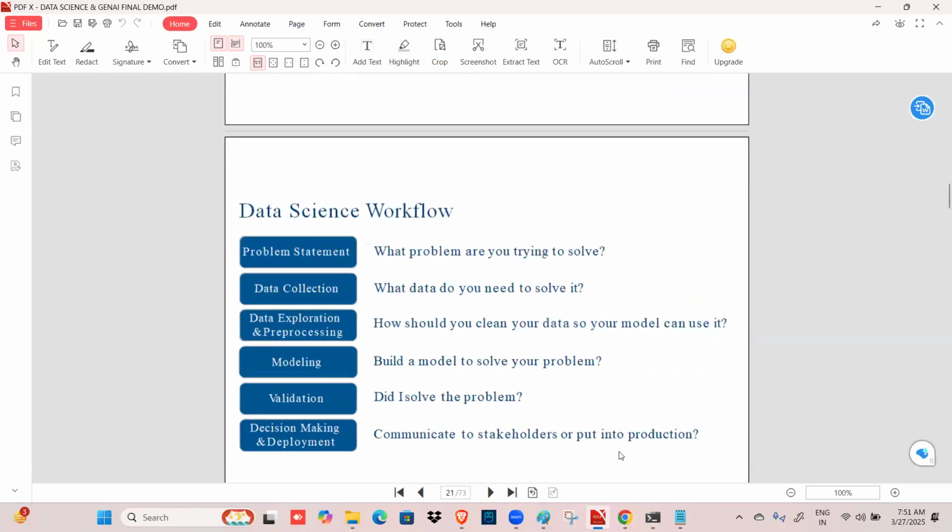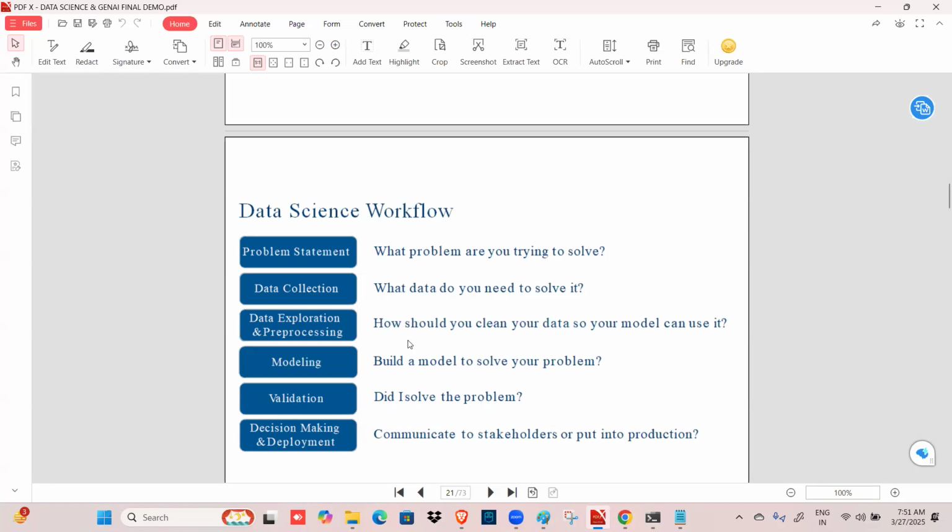And then data science workflows. Here comes an important concept, the problem statement. So what problems are you trying to solve for your business stakeholder? The data we receive, and based on the data, what type of problems are we going to solve? Data collection. What data do you need to solve it? Is the data sufficient to solve those problems or not? Do we get the right data or not? We need to check that. And data exploration and pre-processing: how should you clean your data so your model can use it?